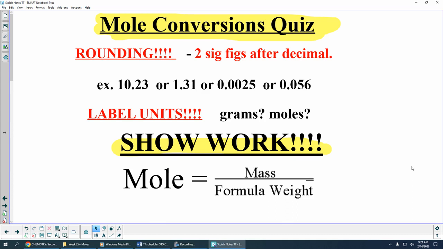If you are given grams, your final answer is going to be in moles. If you're given moles, your final answer is going to be in grams. You need to show me enough work. Has everybody written this on their periodic table somewhere, as a spot to have it on the back? But if you need it on the front, I want you to have this formula. When you're done, you're going to turn it in the A and B folder.